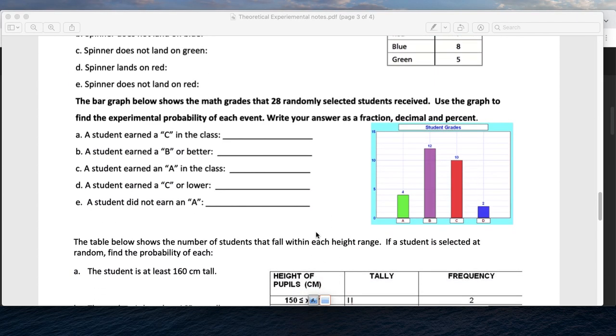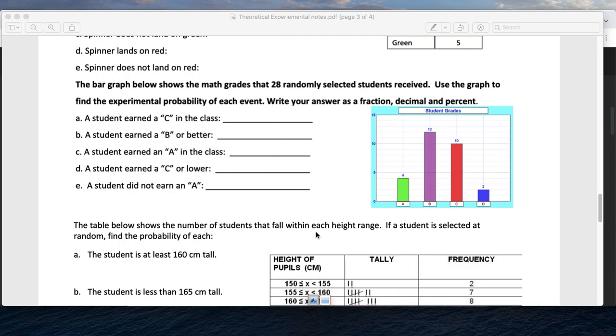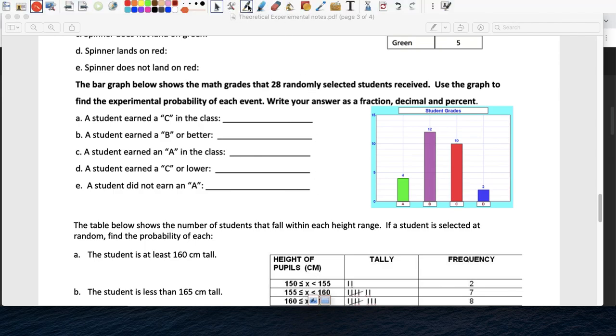Again, another one. The math grades of 28 randomly selected students. Use the graph to find the experimental probability. So what was the experiment? The experiment was students taking the test. Write as a fraction, decimal, percent. What's the probability that a kid got a C in the class? Well, let's find the total first. So that's 4, that's 12, that's 10, and that's 2. So we have 28 students in total.